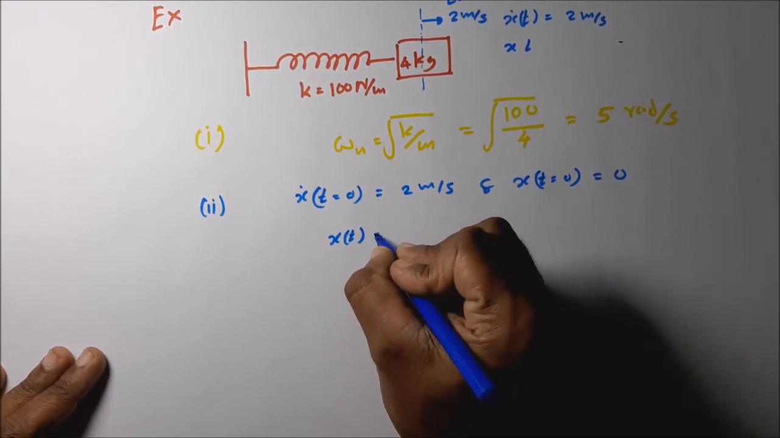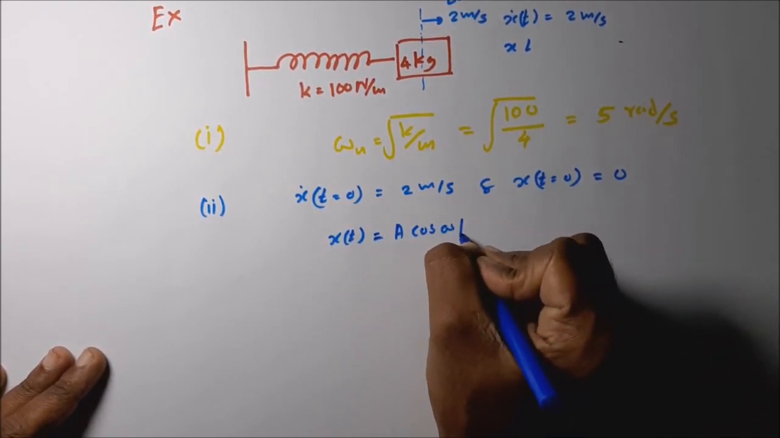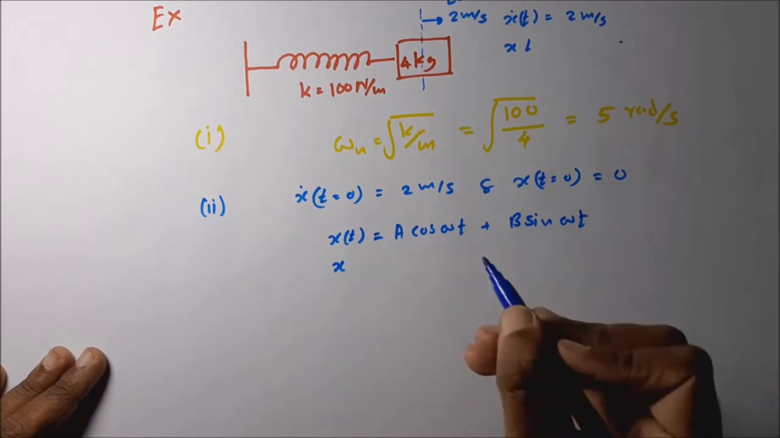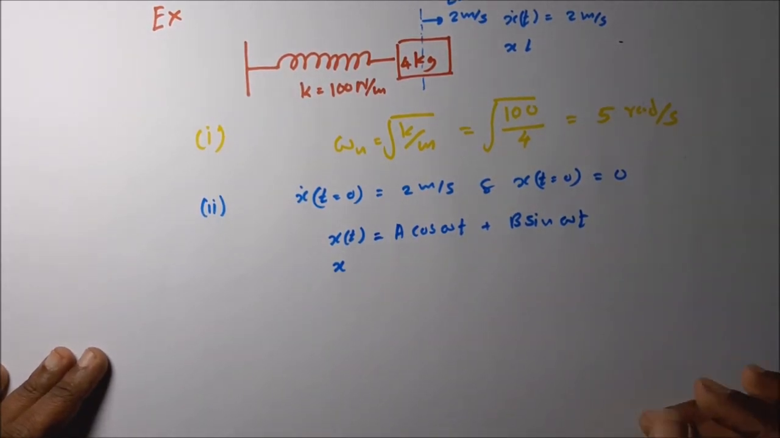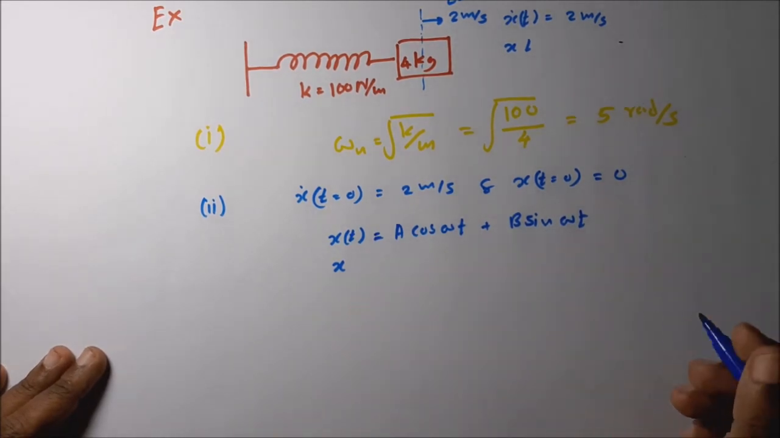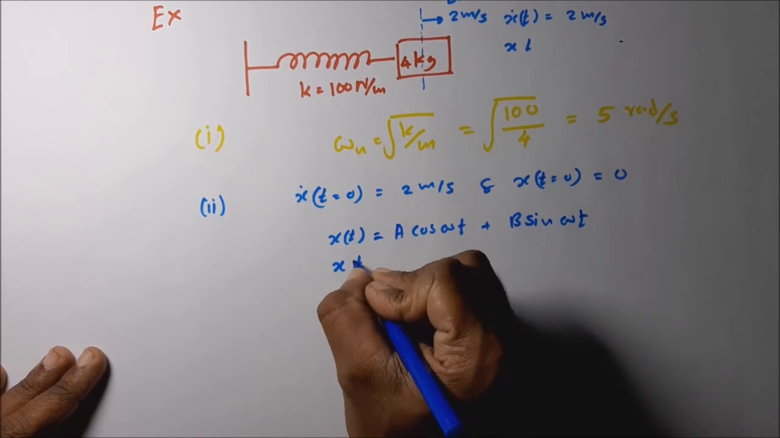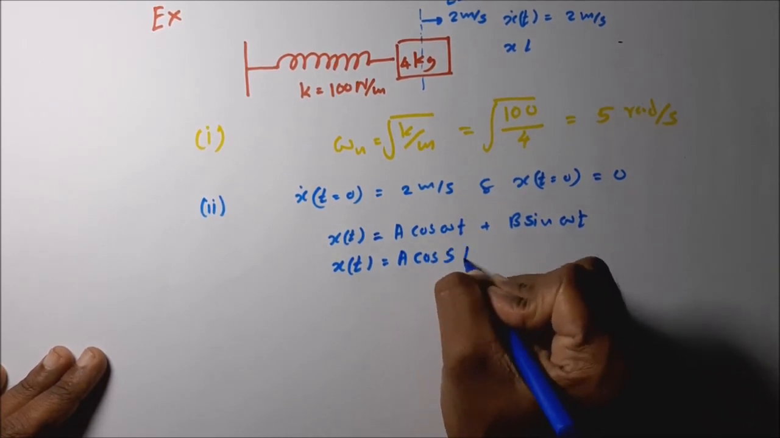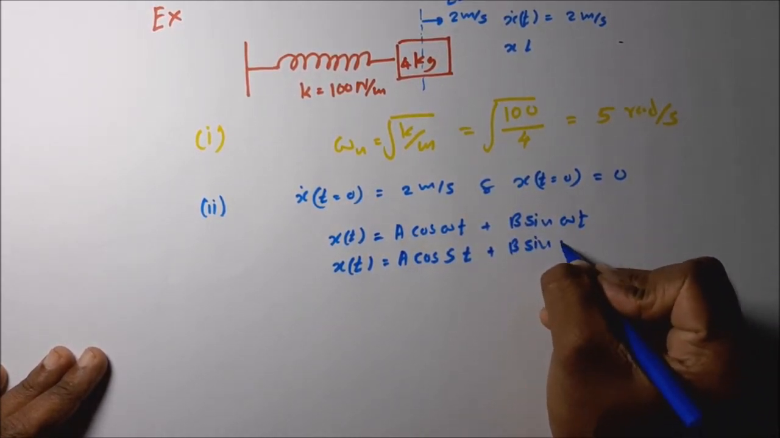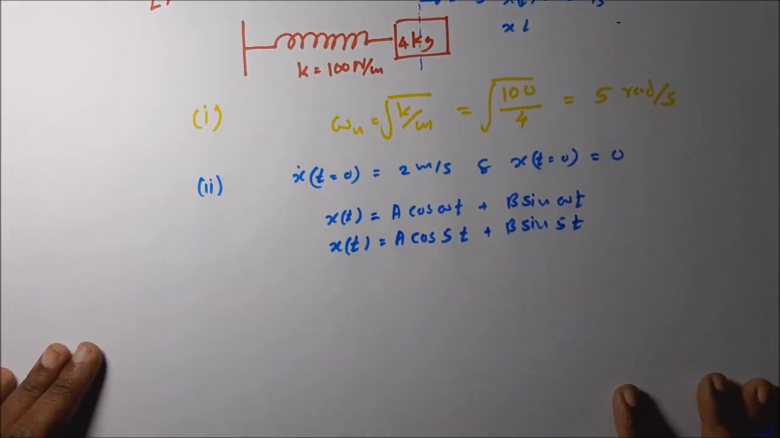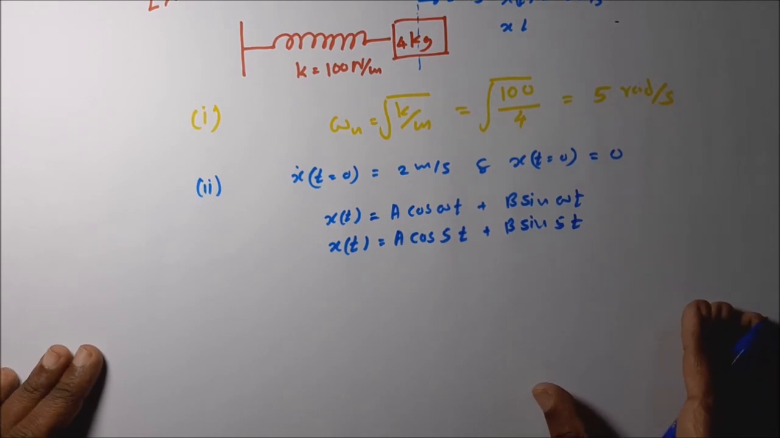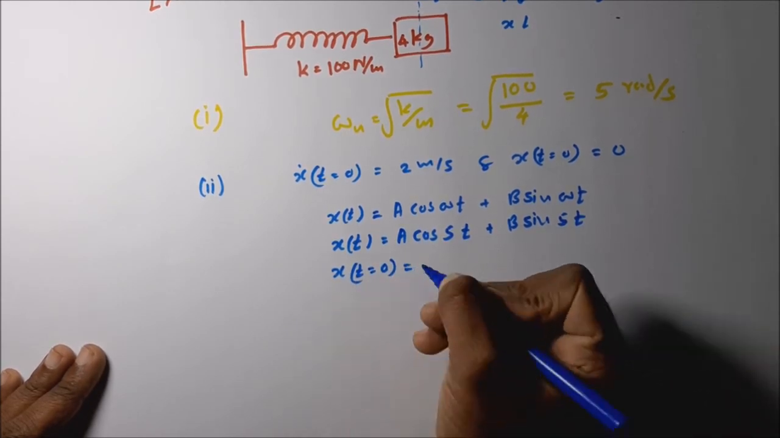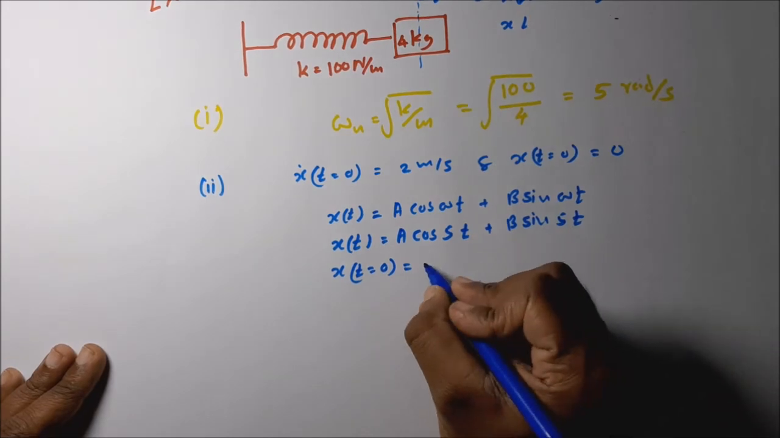x(t) is equal to, as we derived, A cos omega t plus B sin omega t. A and B are constants that we have to determine using the boundary conditions. Since we already know omega, this equation can be written as A cos 5t plus B sin 5t. Then we determine A and B using the boundary conditions. One of the boundary conditions we already know: at t equals 0, x(t) is equal to 0, the displacement is equal to 0.